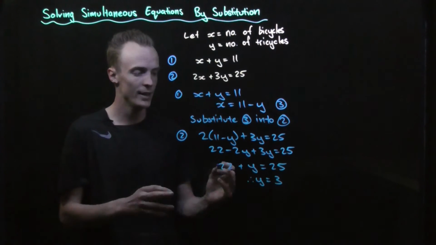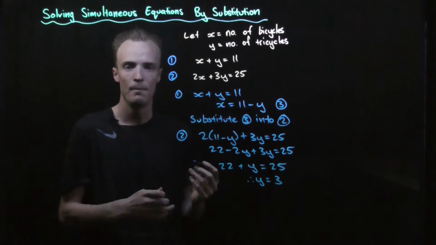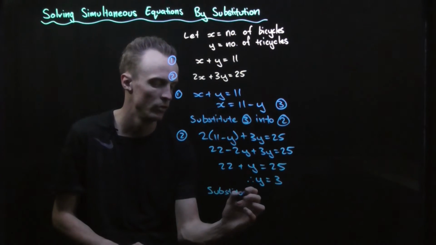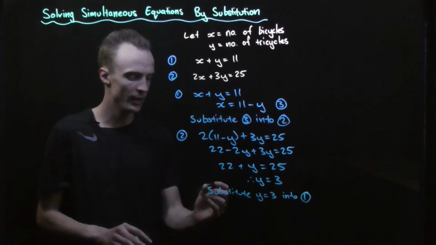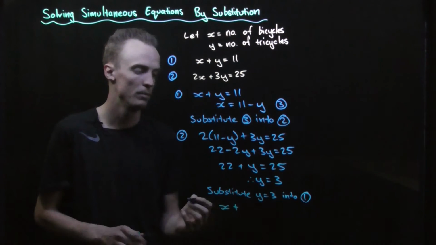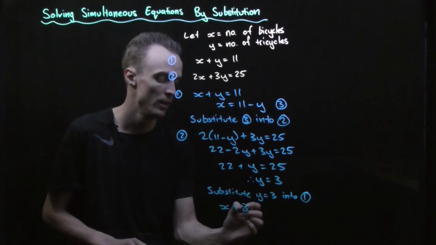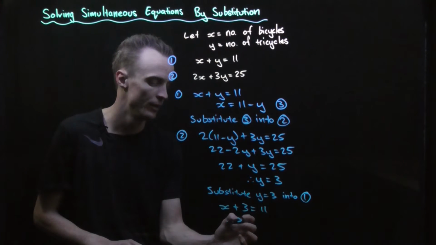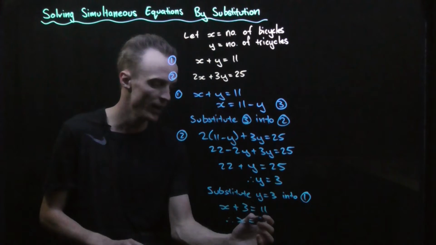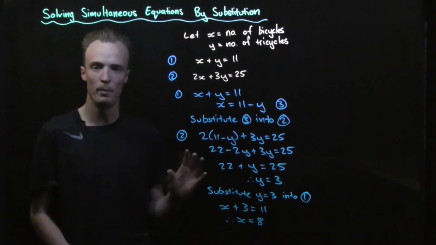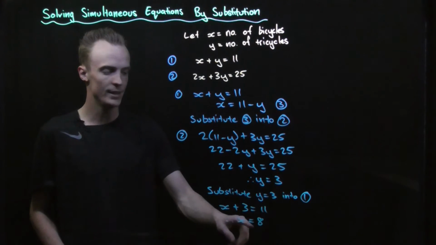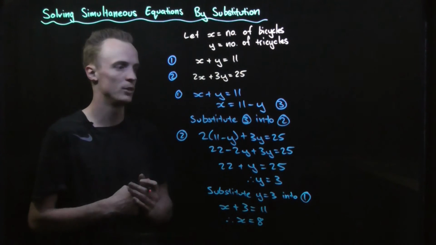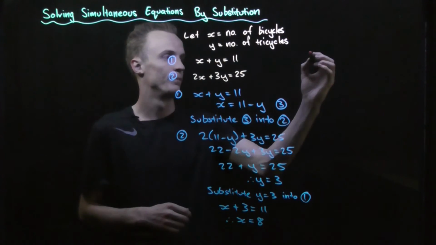Once I've found this, I substitute my y equals 3 back into one of the first two equations. I'm going to choose equation 1. When I do that, I've got x plus my y, which is 3, which is equal to 11. So when I solve for x, I find that that equals 8. So what I'm proposing here is the solution is x equals 8, y equals 3. But remember, we can check our solution when we're using substitution. So let's do that now.